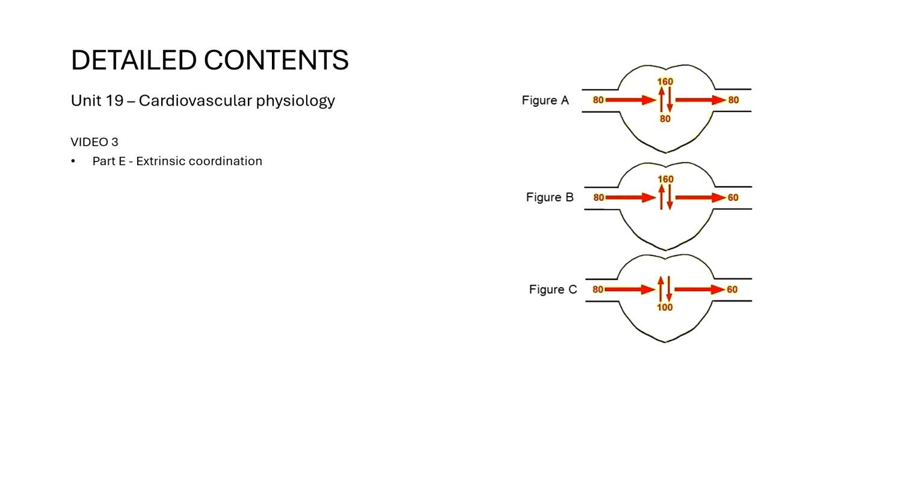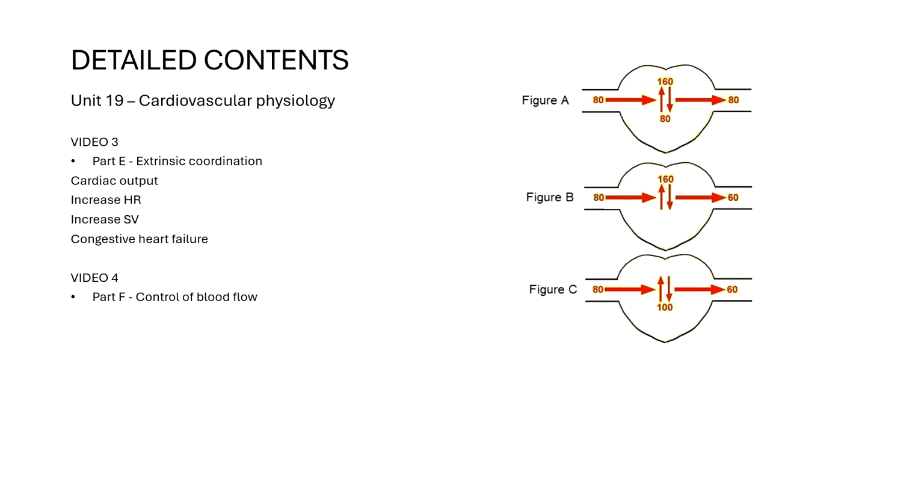Video 3 includes Part E, the extrinsic coordination. This includes the cardiac output and factors that increase heart rate and stroke volume, and a brief look at congestive heart failure. Extrinsic refers to external factors that affect the functioning of the heart.